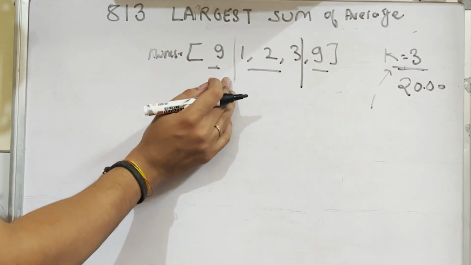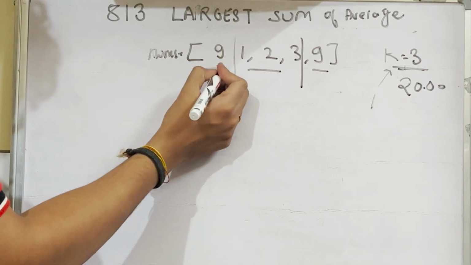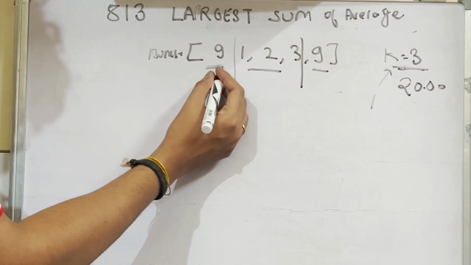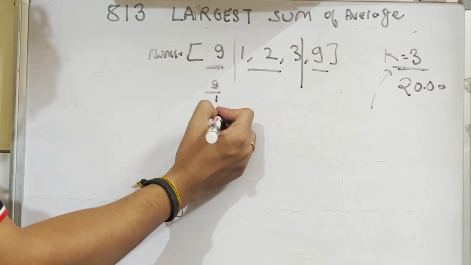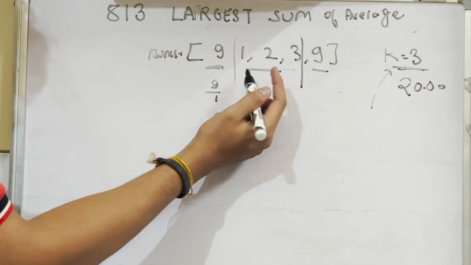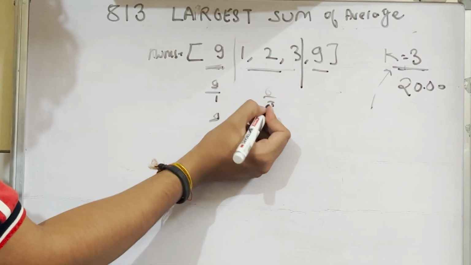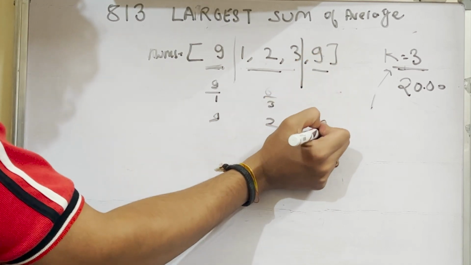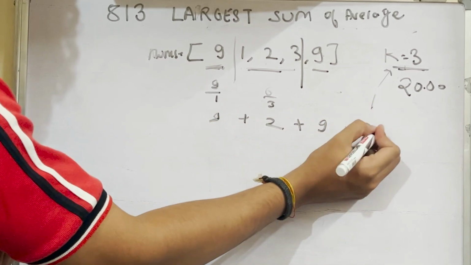For example, if you divide your array in this way, the average of this part will be 9 by 1, because the sum is 9 divided by the number of elements, 1, which will be 9. And if you find the average of this part, it will be 3 plus 2 plus 1, which is 6, divided by 3, which will be 2. If you find the average of this part, same, it will be 9, so the total will be 20.